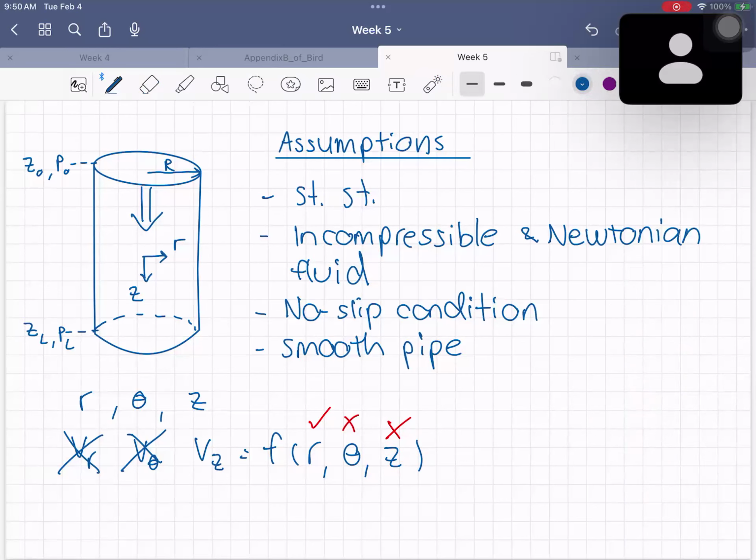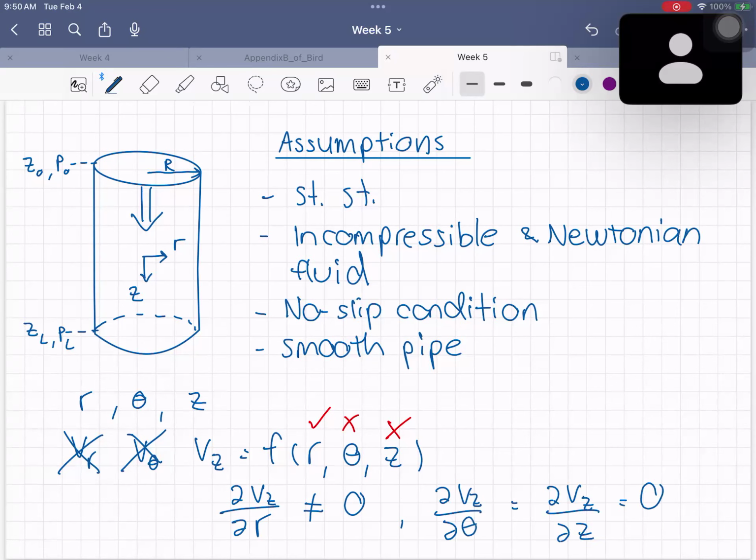So in this case, we will have Vz as a function of r, or you can say that dVz/dr will not be equal to 0. But dVz/dθ and dVz/dz are equal to 0. Any questions about this part? I will go slowly for this part.